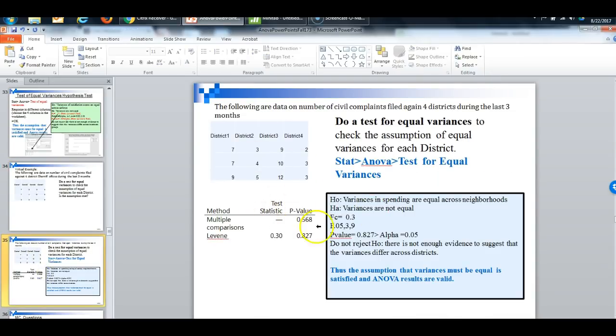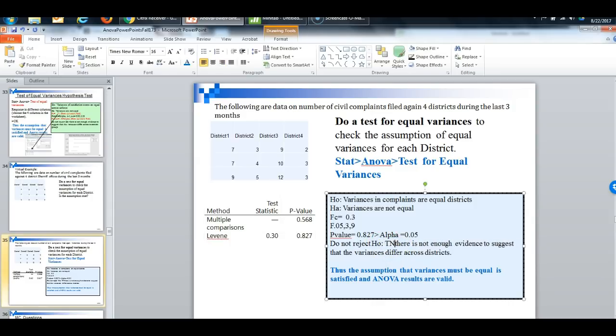So here is my output one more time. H0: variances in complaints are equal across districts. H1: variances are not equal across districts. F computed is 0.3 right there. My F has k minus 1 and n minus k degrees of freedom, so 3 and 9. The p-value is greater than alpha. Here's my p-value. Do not reject. There's not enough evidence to suggest that the variances differ.